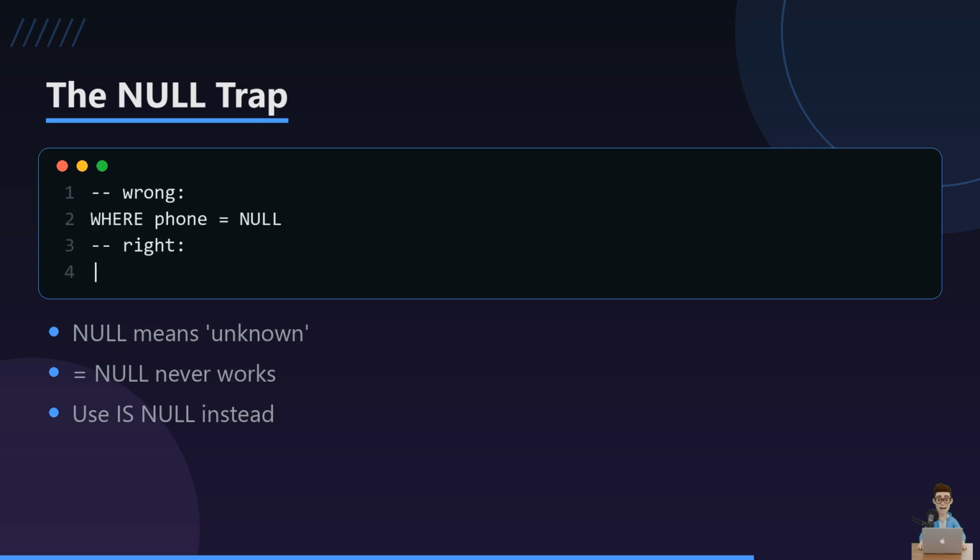Here is the sneakiest bug in filtering. NULL doesn't mean zero or empty, it means unknown, and unknown can never equal anything, not even another unknown. So phone equals NULL matches nothing at all, silently. You might wonder why nothing shows up when you know blanks exist. In short, to catch missing values, you must write IS NULL, never equals NULL.